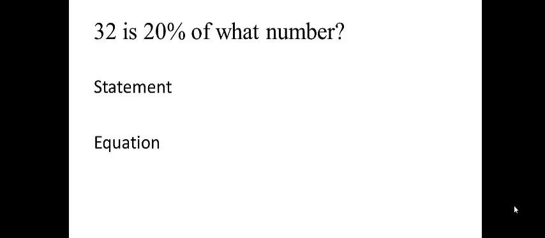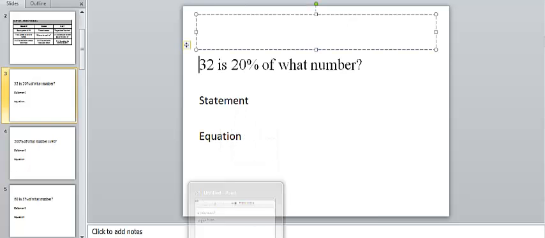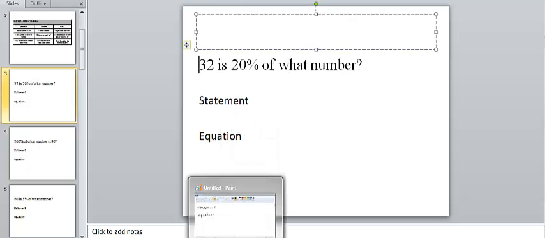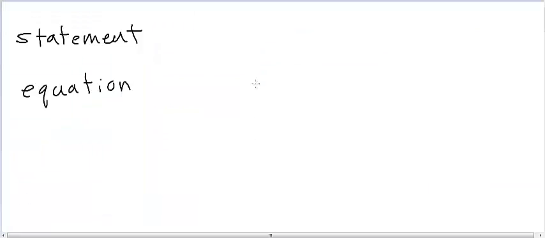Let's look at the question. 32 is 20% of what number? To solve a question like this, I want to understand that is interpreted as an equal sign, of is interpreted as a multiplication sign, and the phrase what number refers to an unknown or a variable. So from that, I can change my statement into an equation. So my statement, again, 32 is 20% of what number? Which I'll write down.